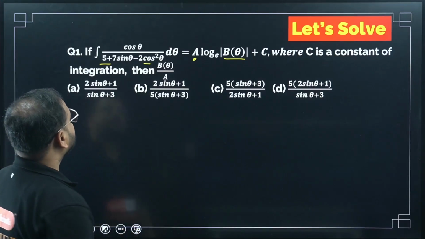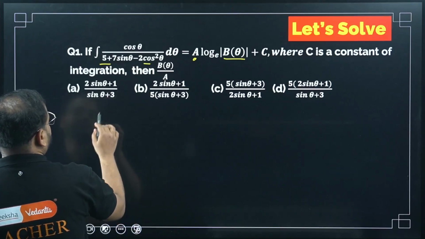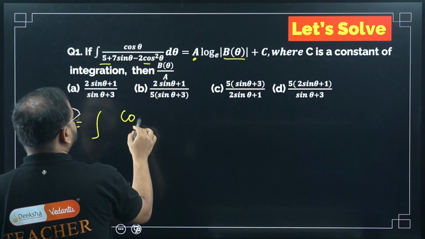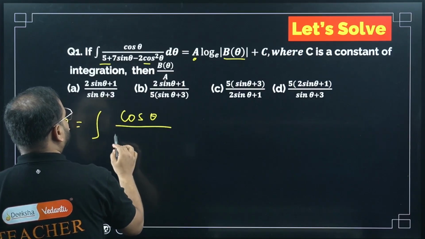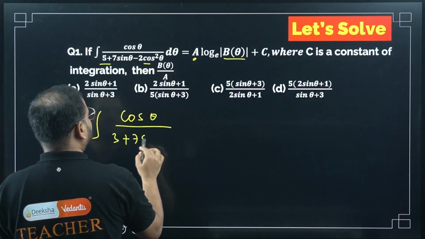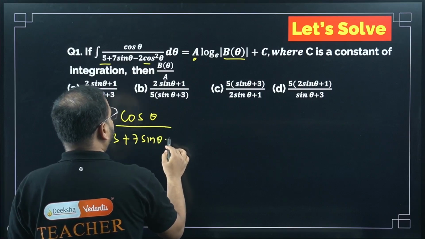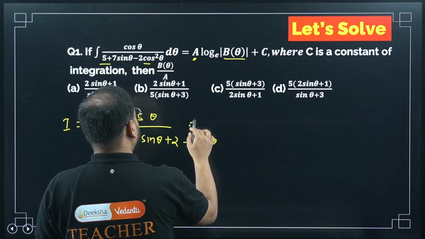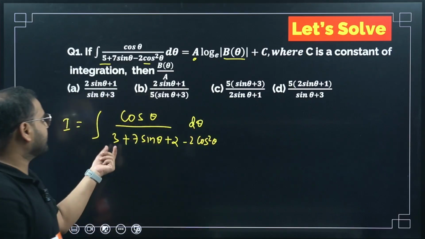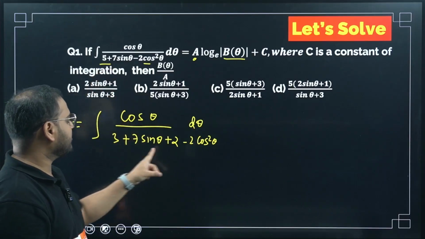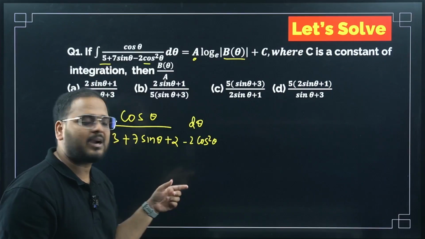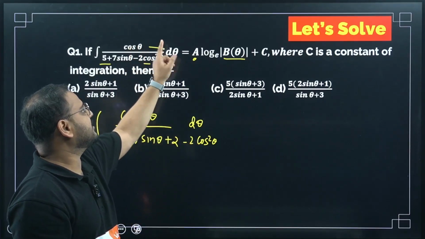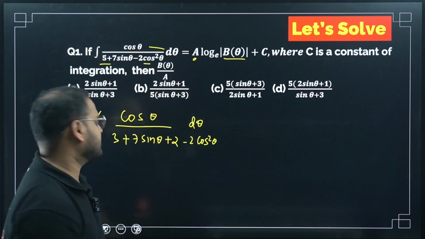So have a look now. What I'm trying to do is my integration will be cos theta over 3 plus 7 sin theta, plus 2 minus 2 cos square theta. This should not be a doubt. What I did is split this 5 as 3 plus 2. I wrote 3 here and this 2 over here. Why am I doing that? To make it sin square. Why sin square? Because I can substitute for cos, and d theta is there in the numerator. I can substitute that for sin. We'll see.